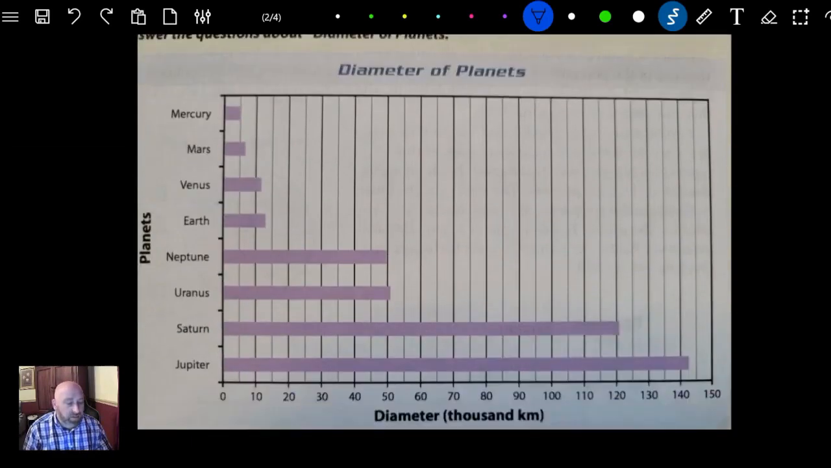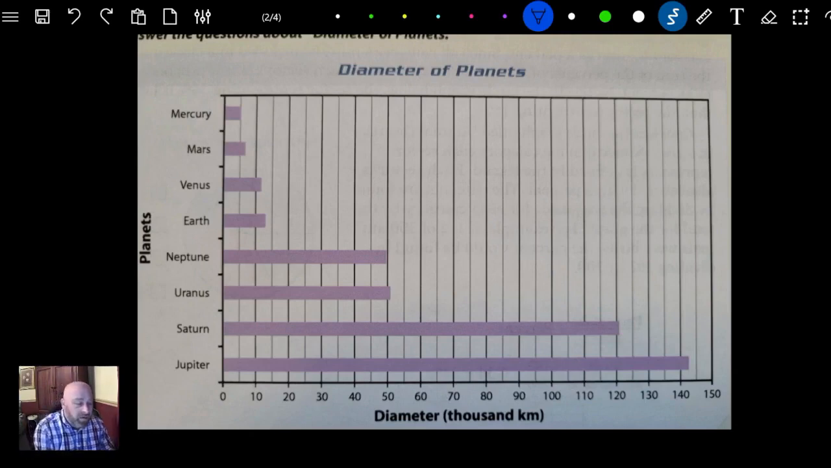All right, let's continue on. Let's actually look at this one. This one's in your book, on page 419. It is example number 9.1a. So we have the diameter of the planets. What does diameter mean? Well, come on, you're math people, right?